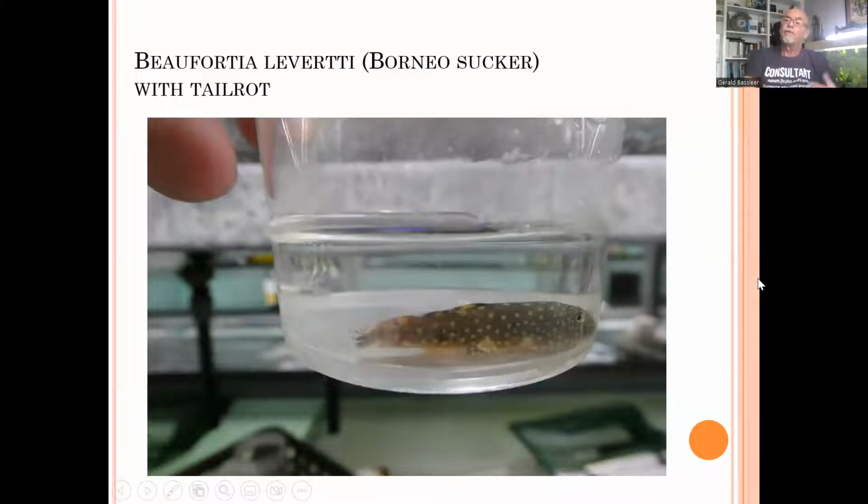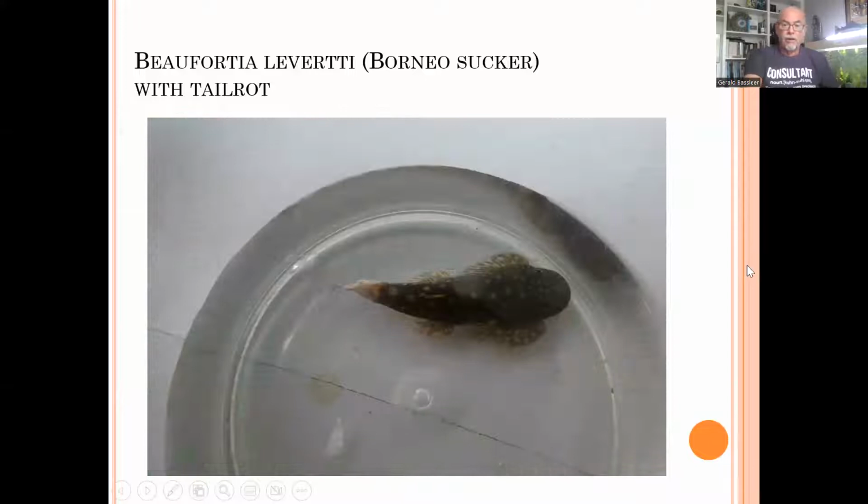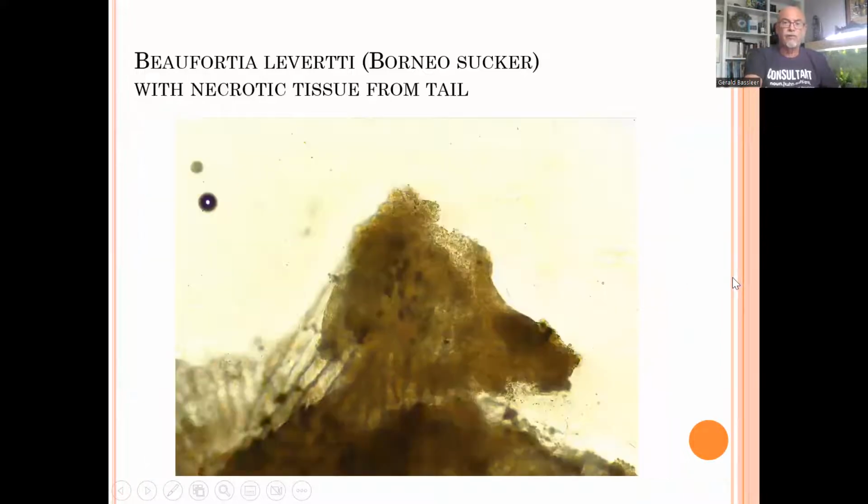Of course, fungus might appear in a later stage. Here we see again the tail white here at the base of the tail and the rotten tail itself. And we take an examination to see if we can find any parasites that might have caused it, but we only find necrotic tissue of the tail. It is all necrotic tissue of the tail. There are stripes below here, so you hardly see parts of the tail that are left.